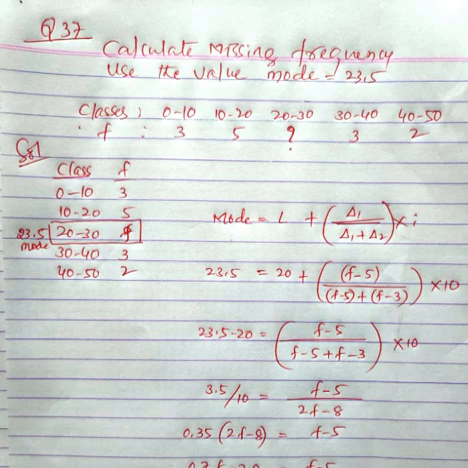Now in this question the mode is the base. I hope that finding the missing frequencies using the mean and the median is clear to each one of you, right? So move to question number 37 now. Calculate the missing frequency, using the mode value, which is 23.5. The classes are like this: 0 to 10, 10 to 20, up to 40 to 50.